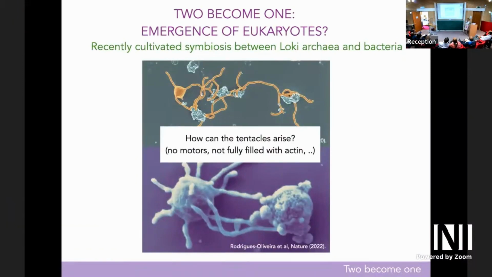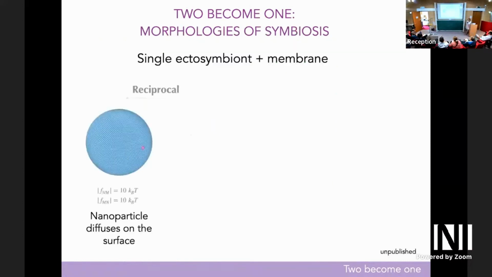So our question was, why and how can this tentacle arise? There's no motors. It's not fully filled with actin, so actin can't push it like in lamellipodia. And also, sometimes they have archaea on their own in the culture, and then it doesn't have tentacles. It has tentacles only when it's growing with a symbiont. So we started thinking about symbiotic interactions.